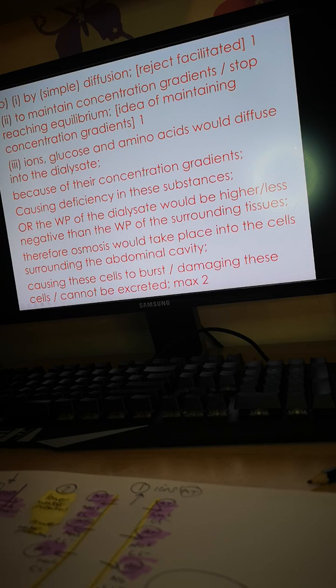The other way you could have answered it was to talk about the water potential. So if you use the distilled water, okay, then the water potential would be higher than the surrounding tissues, and so water would move into the tissues by osmosis in the abdominal cavity, cause the cells to be damaged or burst. So that was also an acceptable answer. So either way, just applying your knowledge of movement of molecules across membranes, which is a lot of what they do in the kidney when they're asking you to do AO2.